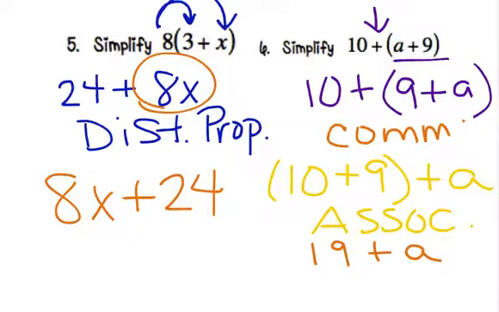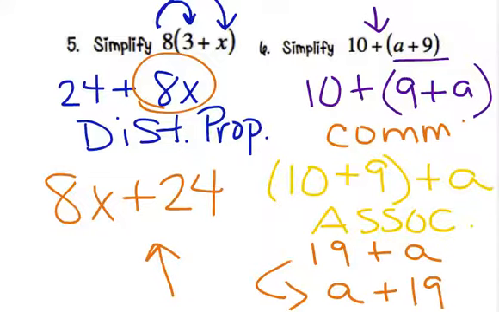Now that is acceptable, but if you remember back to what I was explaining back here on number 5, remember we like the variable to be first if we can. So we can change this to say a plus 19. Really, 19 plus a and a plus 19 are the same. Either one of those are acceptable. This is just something, if you'll learn to try to rewrite it this way, that will help you for when you move into algebra.